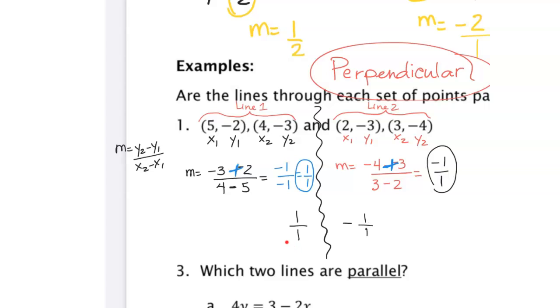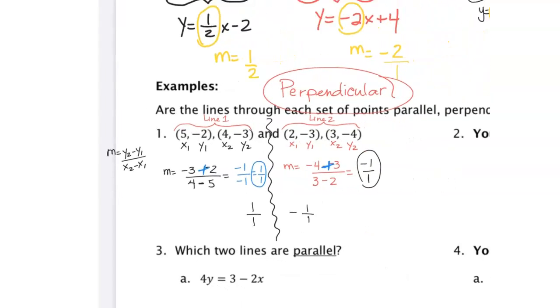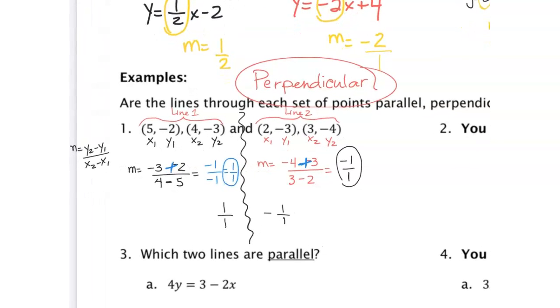So notice that your first slope is a +1 over 1. The second one is a -1 over 1. So the opposite part, we got that going on. This one is positive, fully positive fraction. This one is a negative fraction. And then if you think about reciprocals, you have 1 over 1, flip that, you get 1 over 1. So these are opposites and reciprocals. So these two are perpendicular. And that's our answer for number 1.